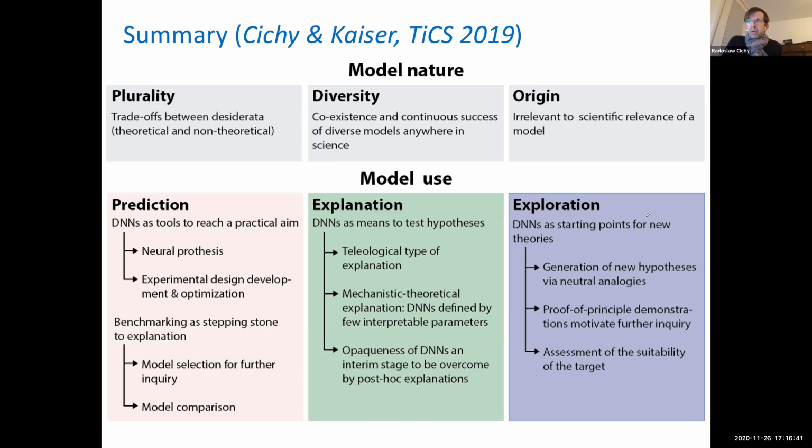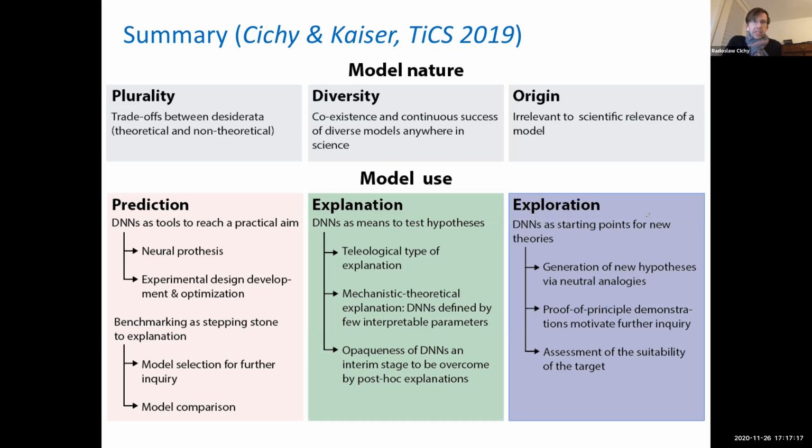Then I've talked about the 3 ways how models can be used: prediction, explanation, exploration. I've said that in prediction, deep networks can be used as tools to reach a practical aim. Think about the example of the prosthesis or how to control experimental design. I've also told you about how it can be used going towards explanation as benchmarking. For example, by selecting models which do well, or by comparing models to understand what it is about these models that do best makes them do well.